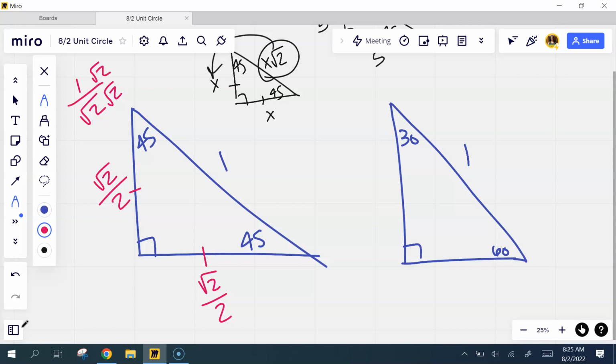We'll throw this on the circle in just a minute. But these right triangles, you really need to know how to do them backwards and forwards. They pop up a lot, especially on multiple choice questions for us. Not a lot, but they do pop up.